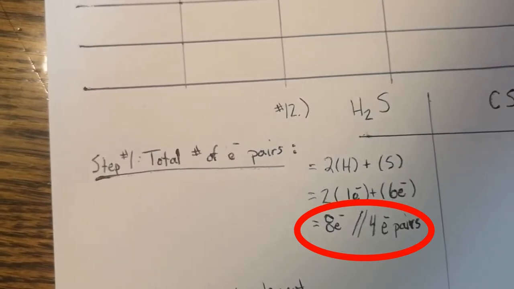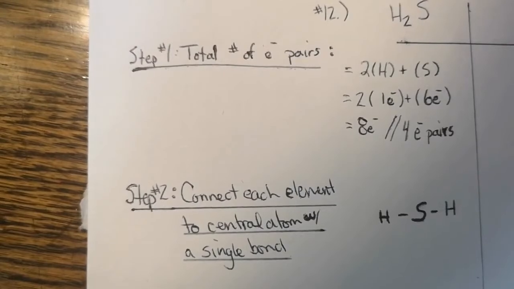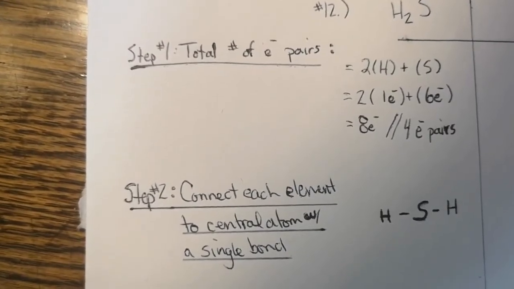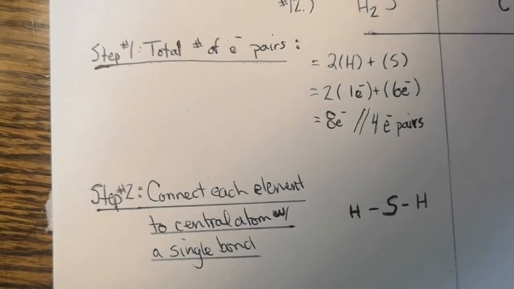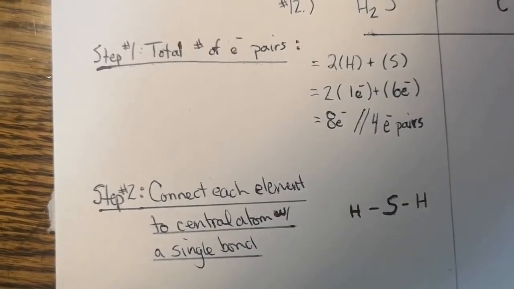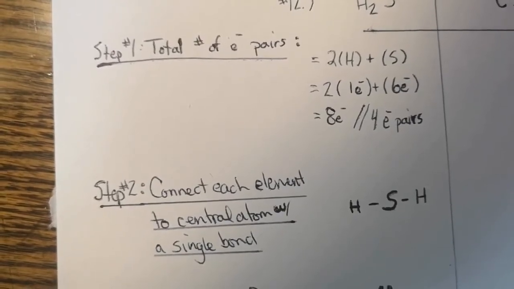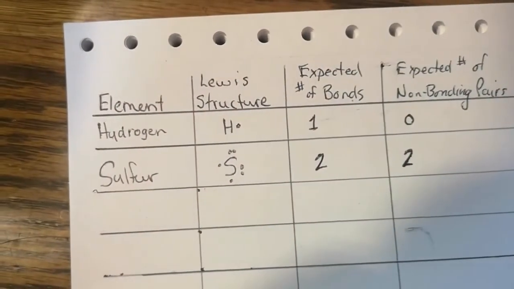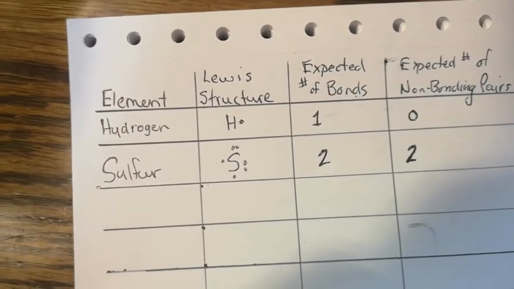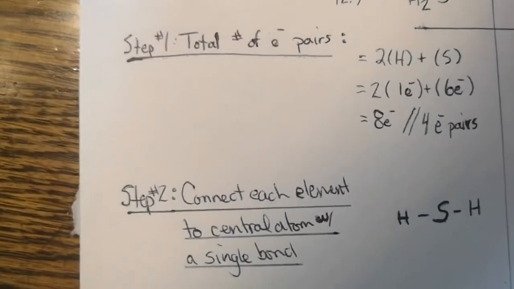No more, no less. Our next step would be, in the guess and test method, to connect each element to the central atom with a single bond, as we see demonstrated thusly. The central element in each diagram will be the element with the greatest bond capacity and typically the lowest electronegativity. Both of those pieces of information you know already. You can draw the Lewis structure to figure out the bond capacity or expected number of bonds, or use your periodic table to determine the electronegativity of each element.